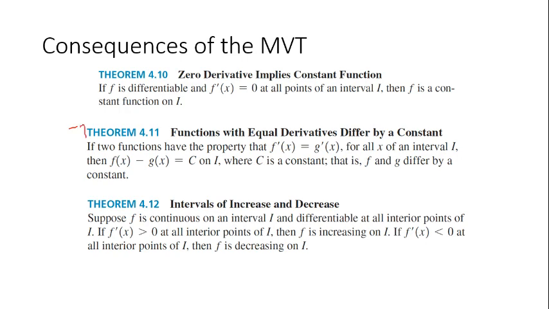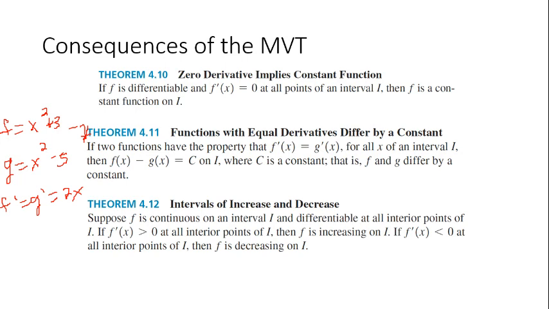This is another one that we're going to use an awful lot when we get to integrals. If you have two functions that have the same derivative, the only difference between them is a constant. Let's say that we have f(x) equals x squared plus 3, and g(x) equals x squared minus 5. Well, the derivatives for both f and g are equal to 2x. So these two functions have the same derivative, and the only difference between them is the constant. We're going to use that a lot when we get to integrals. It's a consequence of the mean value theorem.